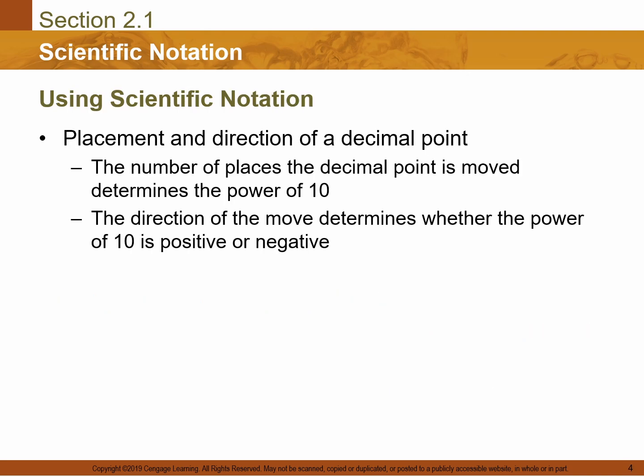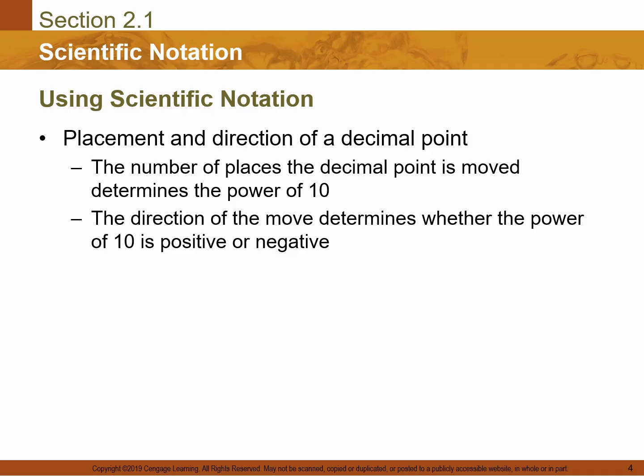When converting a number into scientific notation, the decimal point tells us the coefficient and the number of places it moves tells us the exponent. We move the decimal until the first part of the number is between 1 and 10. Then we count how many places it moved. The direction of the move determines whether the exponent is positive or negative.